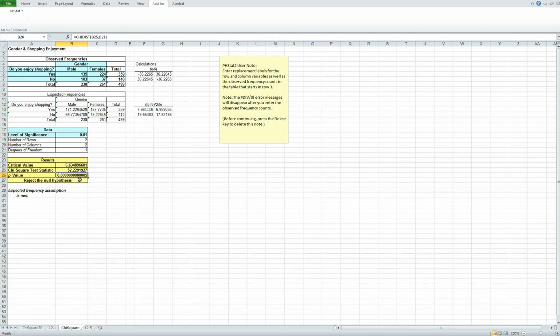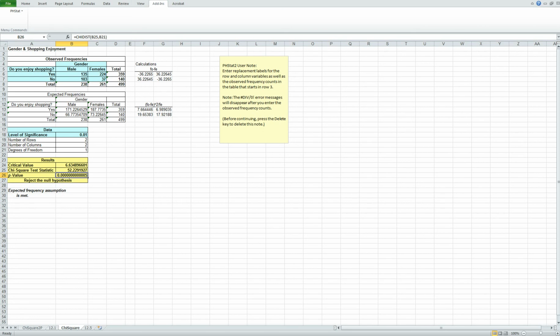Okay, so in terms of interpreting this, what you need to know is that you got to compare 2 values. You got to compare the critical value and the calculated chi-square test statistic. So if the calculated chi-square test statistic is greater than the critical value, you reject the null hypothesis. And vice versa, if it's less than, you would fail to reject it.